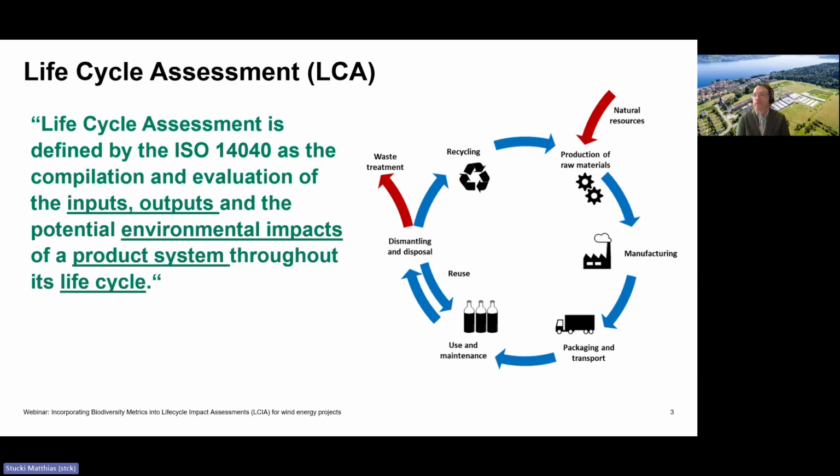And every other product system usually starts with natural resources being used, for example, in mining. Then we have a production step, processing, manufacturing. There is often various transportation involved. Then many products also have a use phase where environmentally relevant impacts can also happen. And then we come to an end of life where we have recycling or waste treatment.